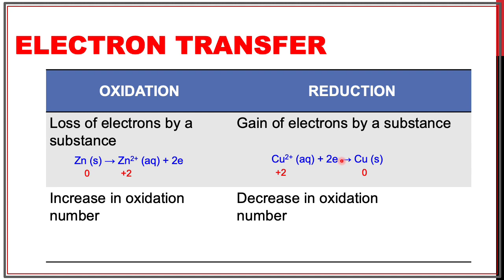So in terms of electron transfer, oxidation is a substance that loses electrons and increases in oxidation number. All substances that increase oxidation number and lose electrons undergo an oxidation process. For the reduction process, the substance can gain or accept electrons. All processes that gain electrons or decrease in oxidation number, we call a reduction process.